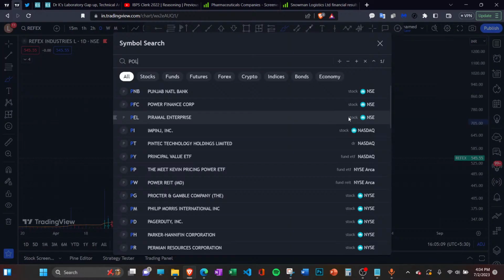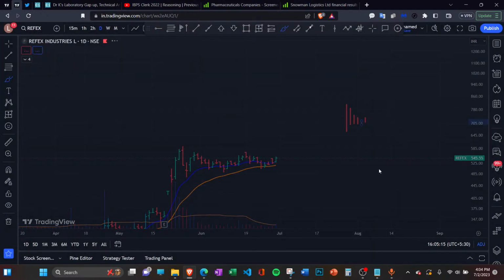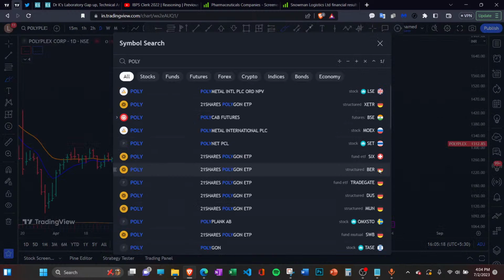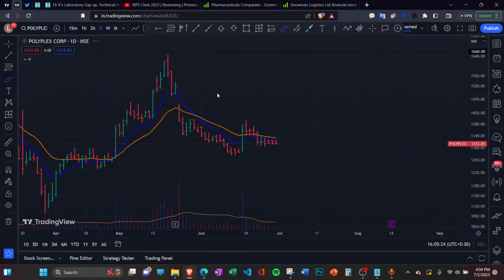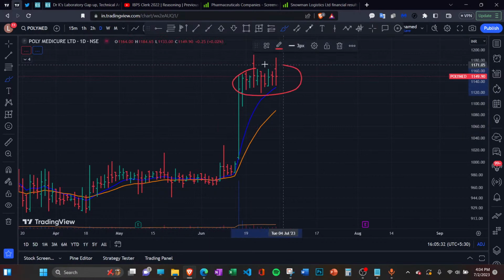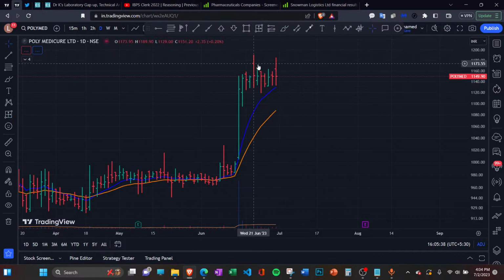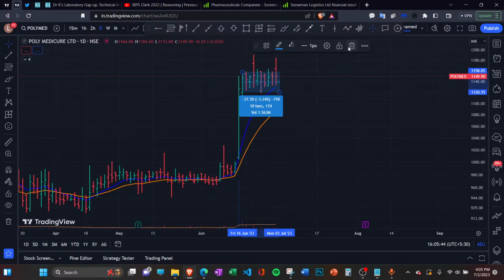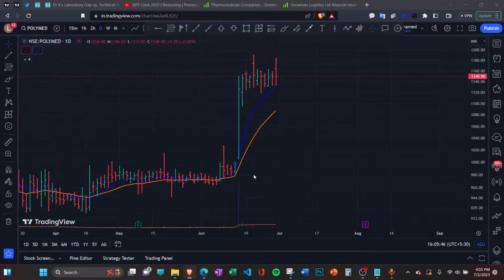I have another example for that. This example, Polymedicure. Again you can clearly see here, after this huge run up, the price is just consolidating in a very small range. If we ignore these two candles, you can see the overall price range is around 2-3%. So that is what price tightening is, whenever the range is getting smaller as we move from left to right.